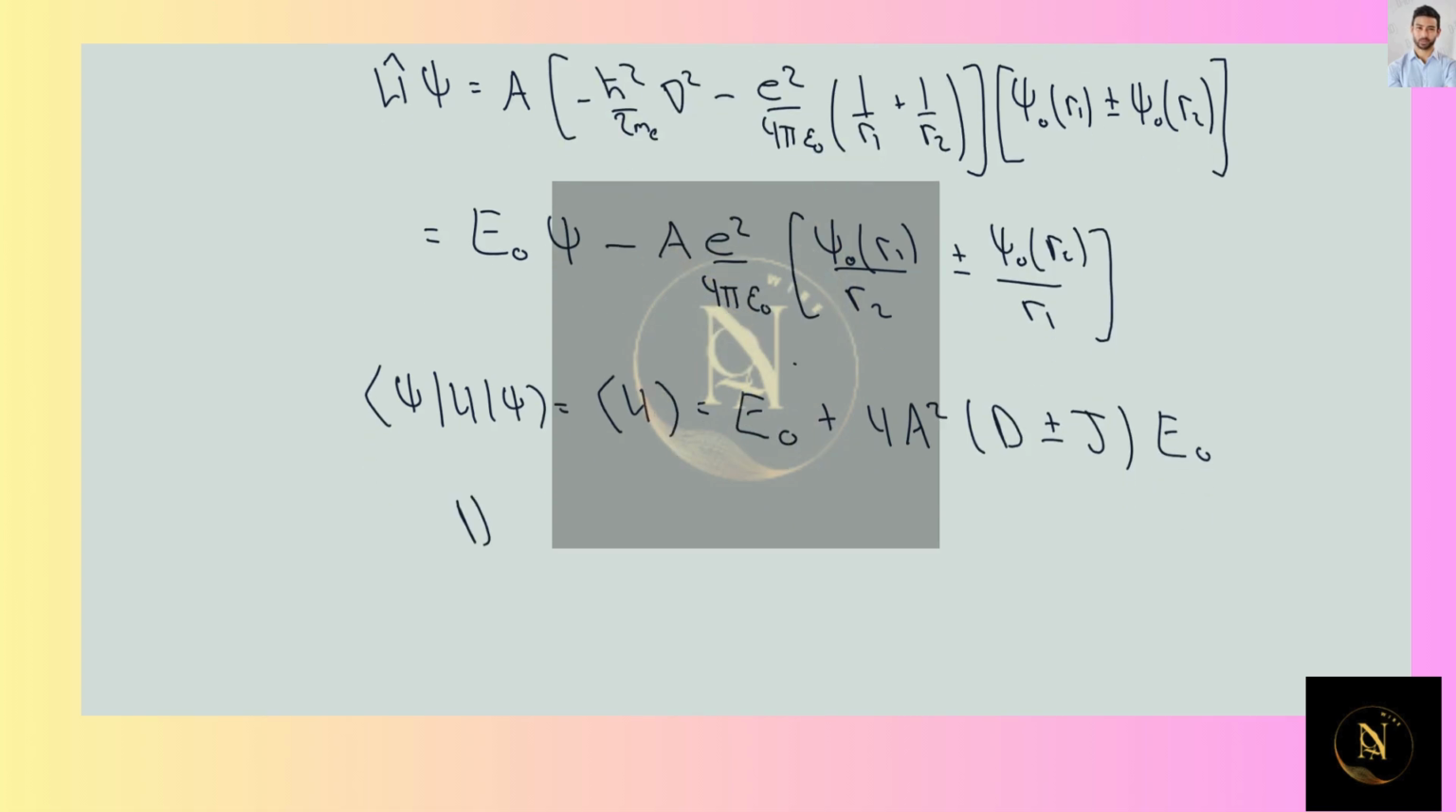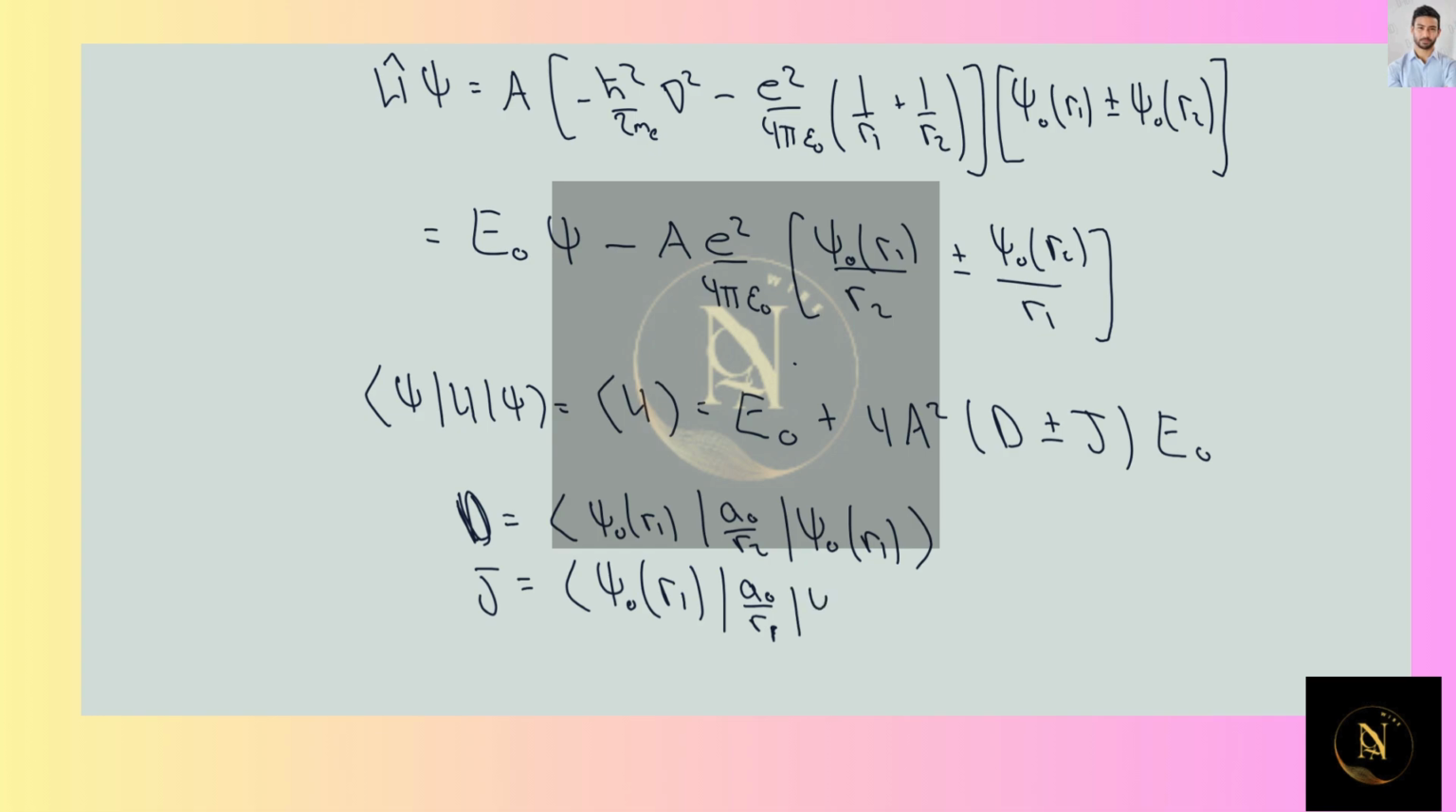Let's now get the expectation value of H, which is this result over here. What we're going to get is that this is equal to E0 plus 4 times A² times, we're going to call the first term D, plus or minus, let's call the second one J, times the value for E0. How do we get this? Well, the value for D is going to be equal to the integral of φ0 located at r1 times a0 over r2 times φ0 at r1. And the value for J is going to be the one with the cross result: φ0 at r1 times a0 over r2, times φ0 at r2.